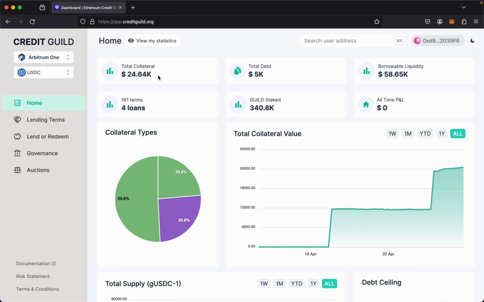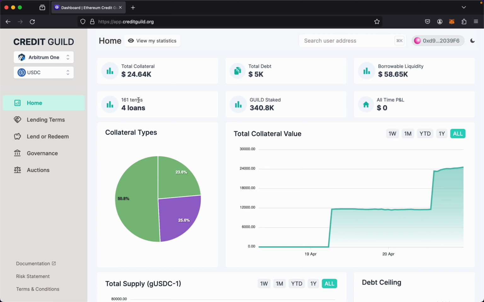So you can see that there's a certain amount of collateral, how much debt, borrowable liquidity, mostly self-explanatory. A couple things to mention. Guild staked. Guild is the governance token, and besides the standard kind of voting stuff that you see for any token governance, you can stake Guild on specific lending terms. A lending term means the collateral asset, the borrow ratio, the interest rate, and all the other parameters that make up a loan. So there's not just one lending term per collateral asset, there could be many.